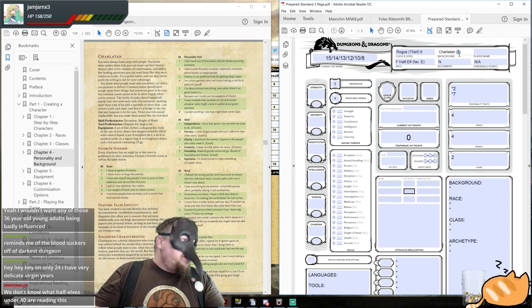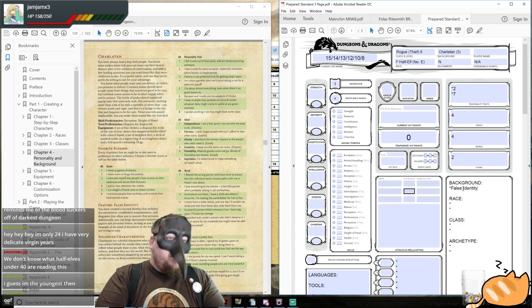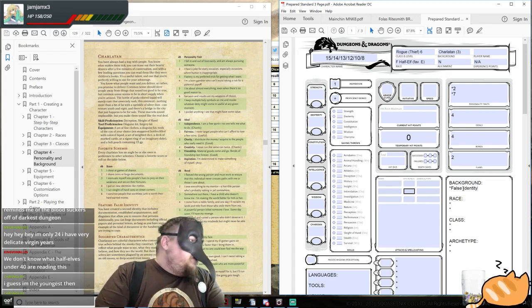Alright, so I'm going to keep the number 3 there, just as a reminder of what she does. Now, her background is that she has a false identity. You have created a second identity that includes documentation, established acquaintances, and disguises that allow you to assume that persona. Additionally, you can forge documents, including official papers and personal letters, as long as you have seen an example of the kind of document or the handwriting you're trying to copy.